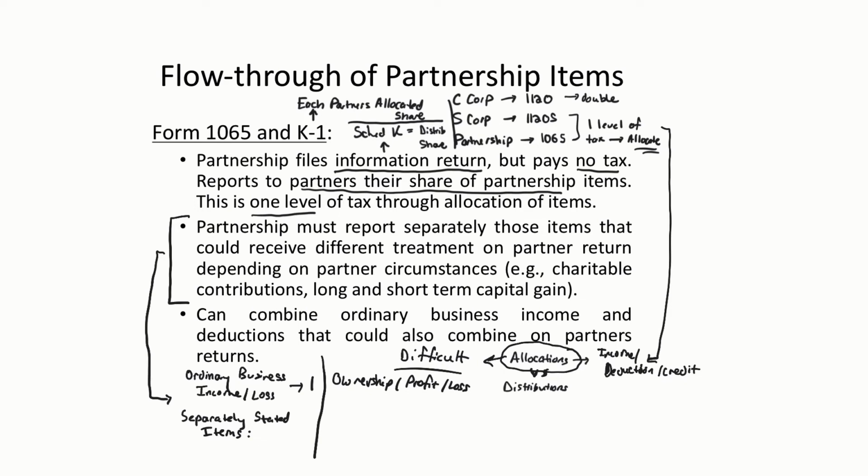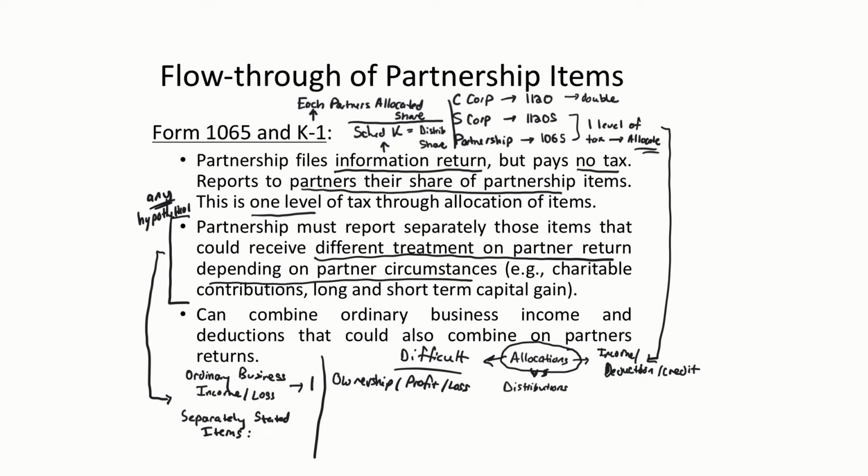And the idea here is the partnership must report separately those items that could receive different treatment on a partner return depending on the partner circumstances. That's any hypothetical possibility. Not what exactly is happening with our partnership. Any hypothetical possibility. Any possibility. So even if all your partners are individuals, you still have to think about what would happen if there's a corporate partner. So that's why these things are just treated in general as whether they're separately stated or not.